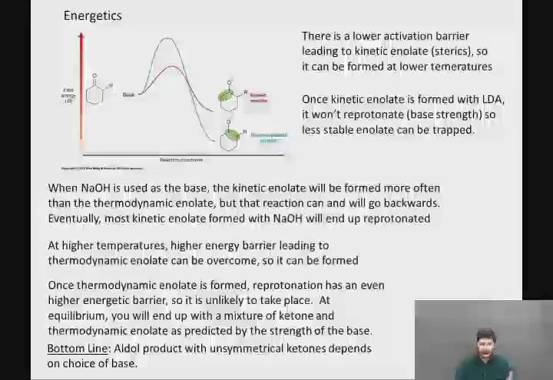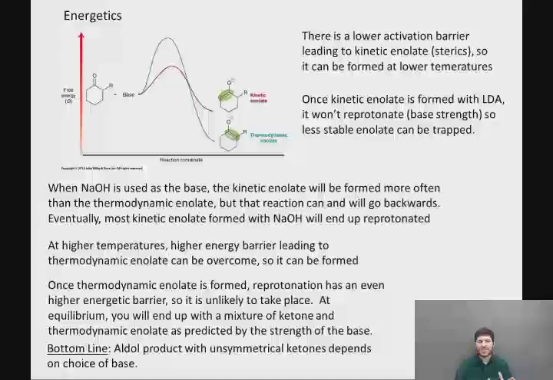Okay, so the bottom line, the take-home message here is that with unsymmetrical ketones, the aldol product will depend on the choice of the base. And the selectivity is best if you use LDA and go after the kinetic enolate. But if you need the thermodynamic enolate, you have a reasonable pathway for that aldol product to at least be the major product.